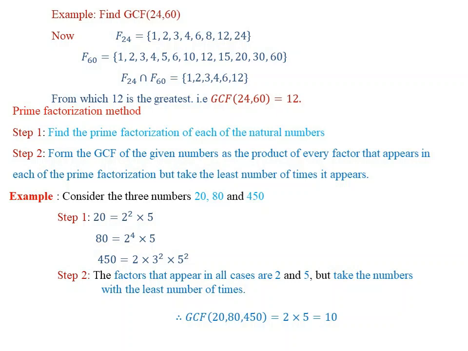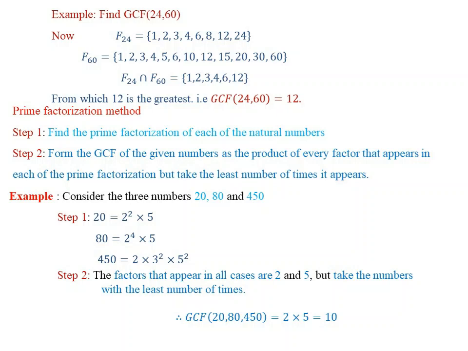Now prime factorization method has two steps. The first step is to find the prime factorizations of each of the natural numbers. The second step is to form the GCF of the given numbers as the product of every factor that appears in each of the prime factorizations, but take the least number of times it appears.